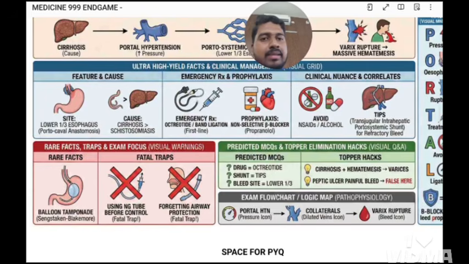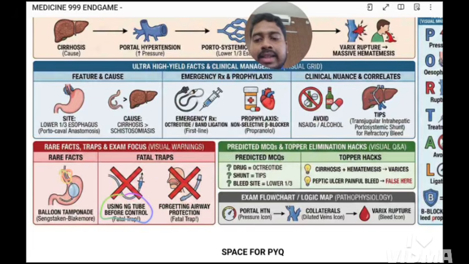So other methods of treatment are, one is you will use a balloon and inflate it. This is known as balloon tamponade using Sengstaken Blakemore tube. You will insert this just like Ryle's tube and you will inflate it so that it will compress against the stomach wall and stop bleeding in the esophagus.